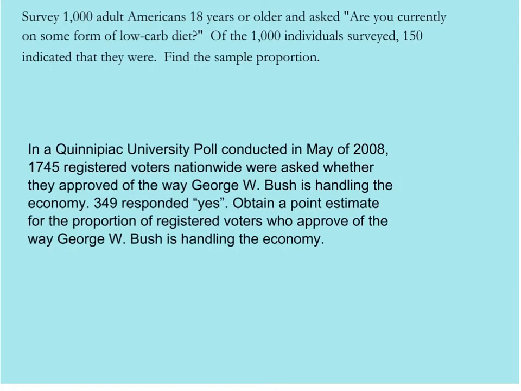Of the quick examples, if you want to read through them, pause the video. The first one, though: we have 150 that said, yes, I am on a low-carb diet, out of 1,000 in the population. So we write that as p hat equals x, 150, over n, 1,000. That is 0.15 or 15%. In the second example, 349 responded yes to the question, and the sample size was 1,745. So our sample proportion, our p hat, in that one is 0.20, 20%.